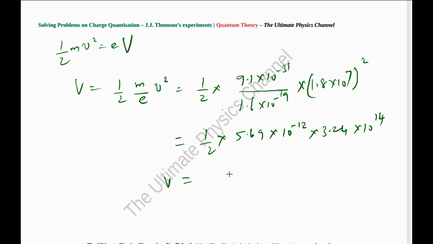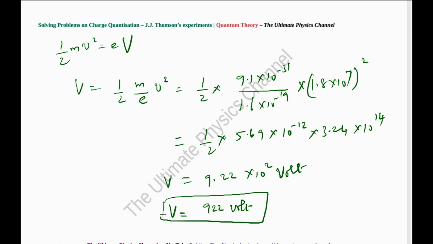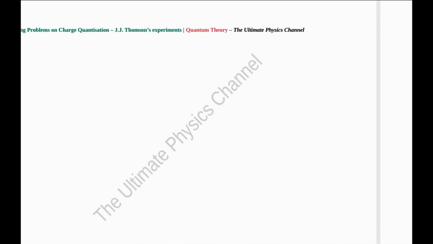The final value that we arrive at is 9.22 times 10 power 2 volts. That's the unit for the potential difference. So capital V is equal to 922 volts. So that's the answer. Now we have to do a relativistic calculation as well.